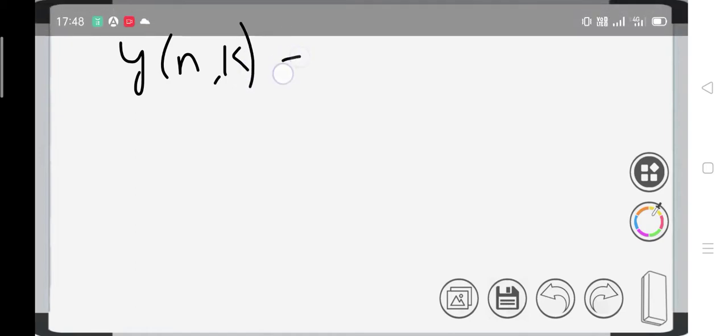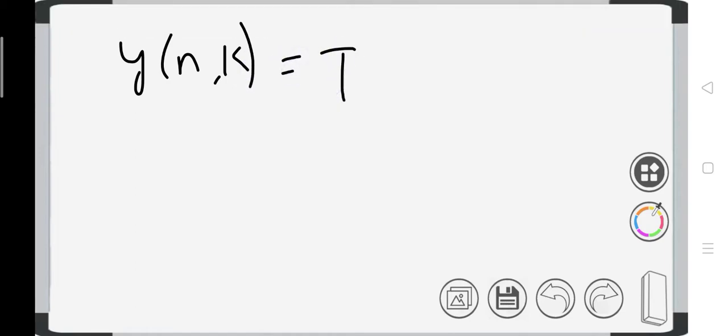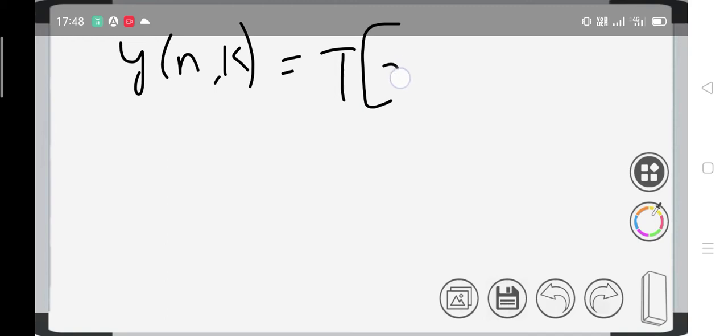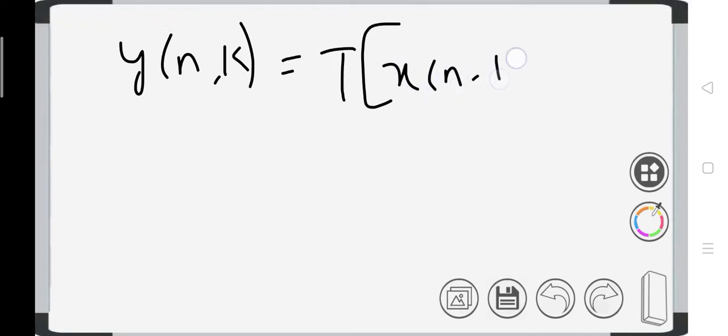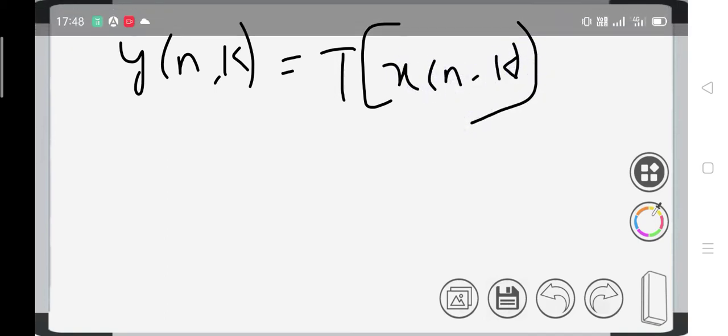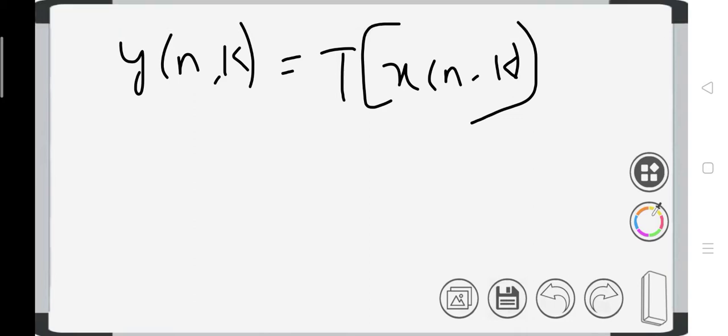For the system given in the question, we have to delay the input sequence by some k samples, that is the transformation of x of n minus k. This is the first step we have to verify when the question is given. So first we have to delay the input sequence. I am delaying the input sequence by k samples.